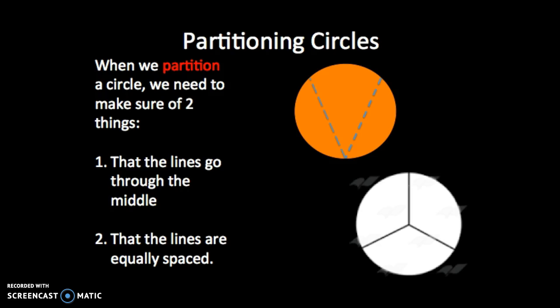When we partition circles, we need to make sure of 2 things: that the lines go through the middle and that they are equally spaced. If you look at the orange circle, you will notice that the lines don't go through the middle, which creates pieces that are not equal. If you look at the white circle, you will see that the lines are evenly spaced. Each part is of the same size.